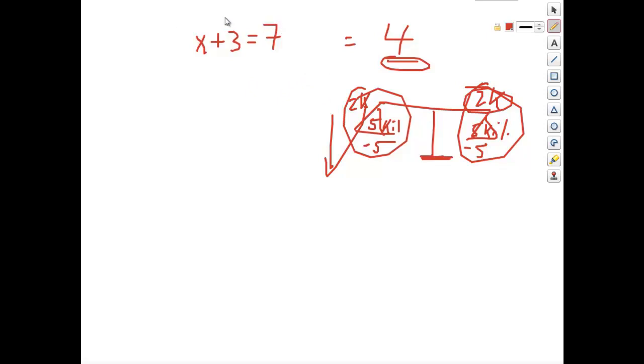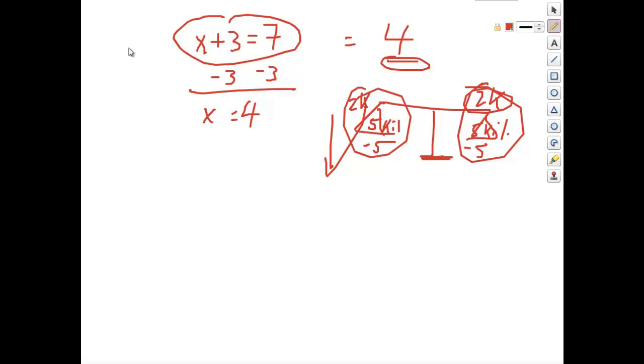So what we're going to do with this simple equation is we're going to subtract 3 from this side. We're going to subtract 3 from this side. It doesn't change the equation because the equation is still balanced. But x equals 7 minus 3, which is 4.